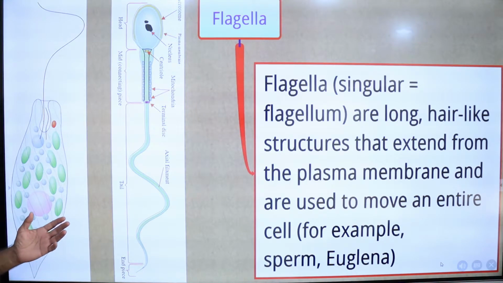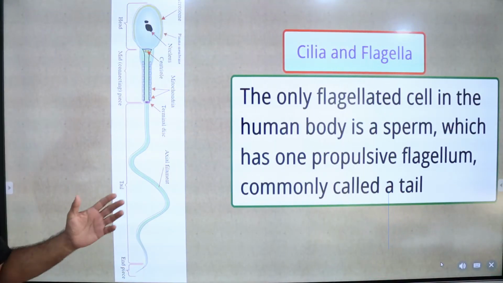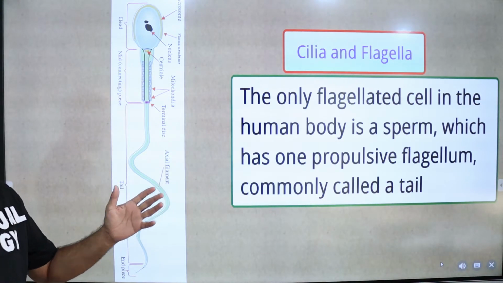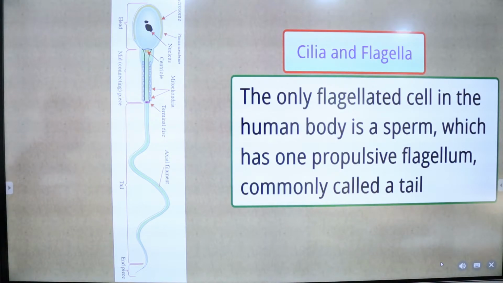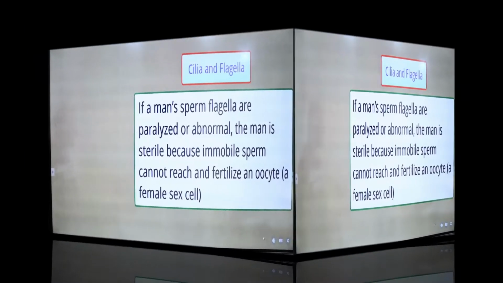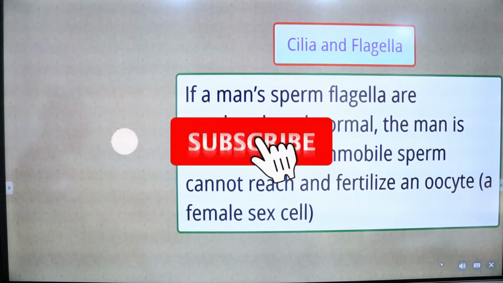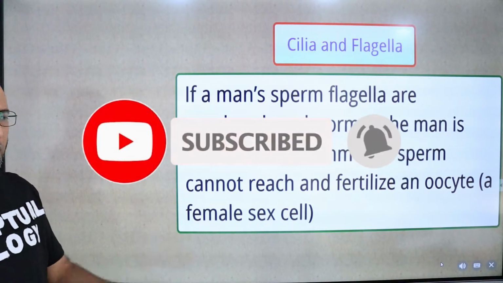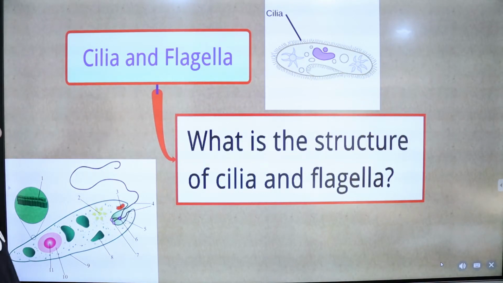Flagella are long hair-like structures that extend from plasma membrane and are used to move an entire cell, for example, sperm and Euglena. The only flagellated cell in human body is a sperm, which has one propulsive flagellum that is commonly known as a tail. If a man's sperm flagella are paralyzed or abnormal, the man is sterile because immobile sperm cannot reach and fertilize the oocyte. What is the structure of cilia and flagella?